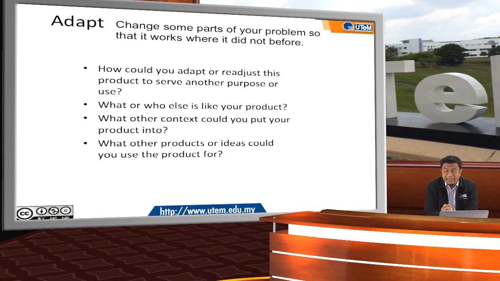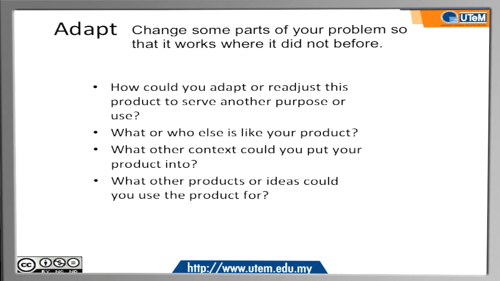Now, A in SCAMPER means adapt. Adapt is to change some parts of your problem so that it works where it did not before. When you use adapt, you can use questions such as this. How could you adapt or readjust this product to serve another purpose or use? What or who else is like your product? What other context could you put your product into? What other products or ideas could you use the product for?